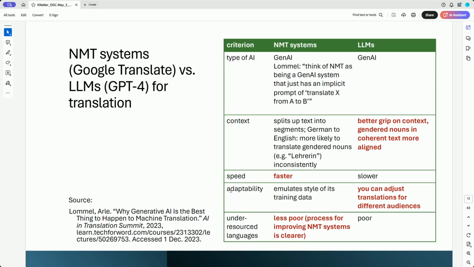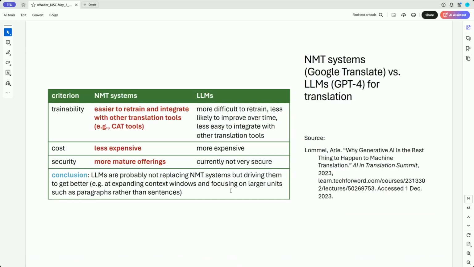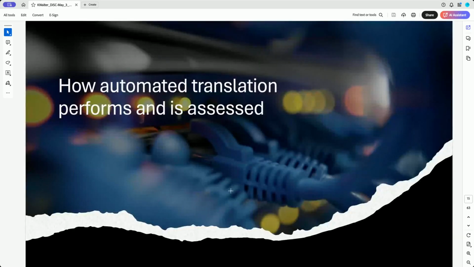NMT systems are comparatively less bad at dealing with under-resourced languages, even though both types of systems have serious problems with smaller languages. But the process for improving NMT systems is also clearer. NMT systems are easier to retrain and also integrate with other translation tools, such as CAT tools that we use. They're comparatively less expensive, and they're also more advanced when it comes to data security. So in conclusion, Lommel suggests that large language models are unlikely to replace neural machine translation systems, but are driving them to get better. So how does automatic translation perform, and how is it assessed?